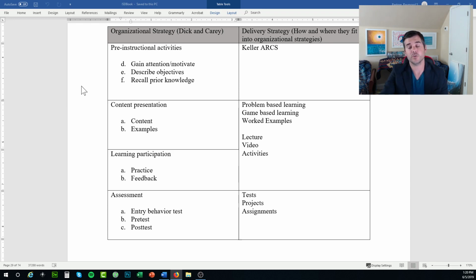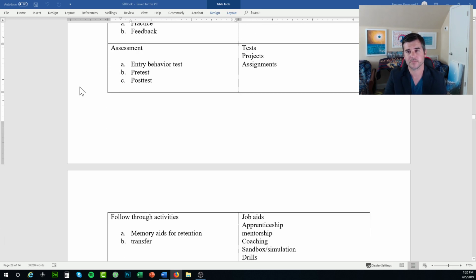But you use your delivery strategy like problem-based learning or game-based learning when your content, objectives, and assessment call for it. You don't just use it because it's fun or cool. I mean, sometimes you do because the client does think it's cool, but that's not really why you always do it. But that's how we start to really apply these things.